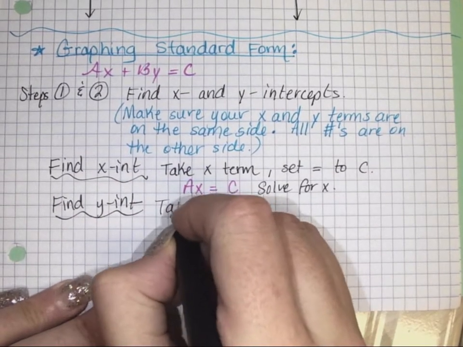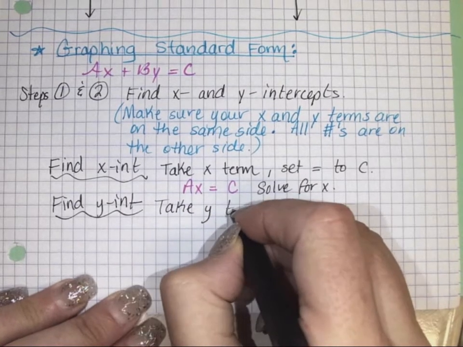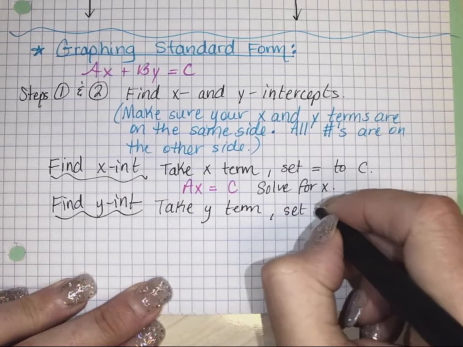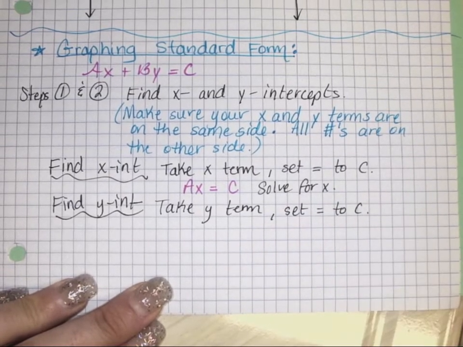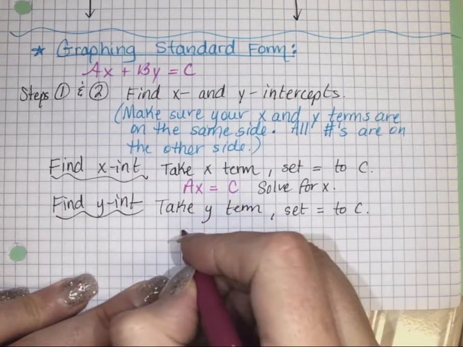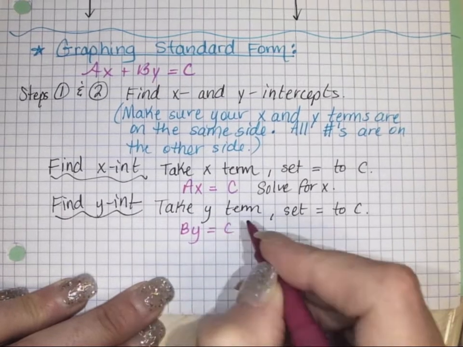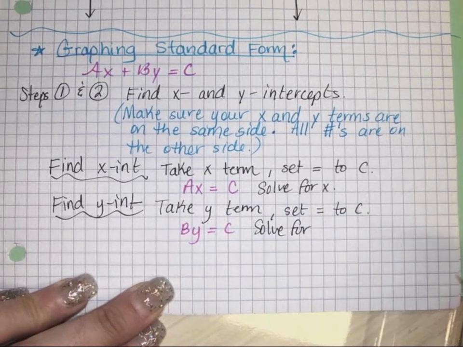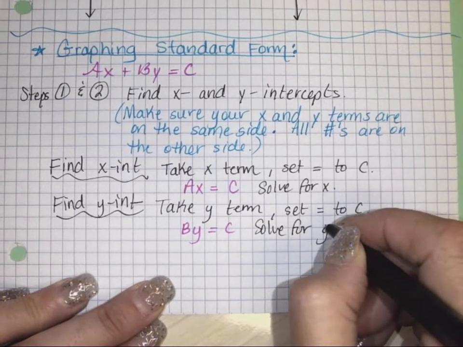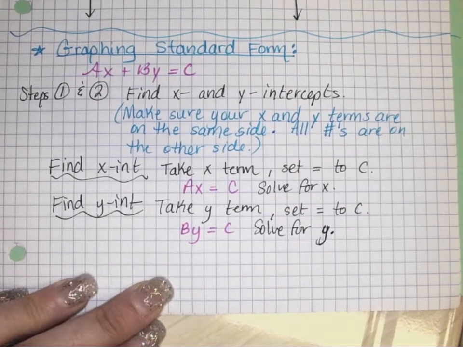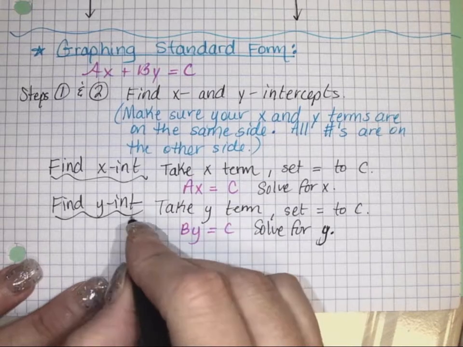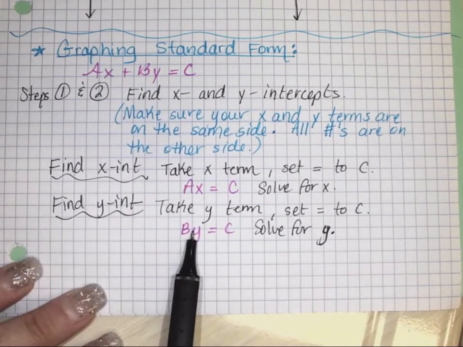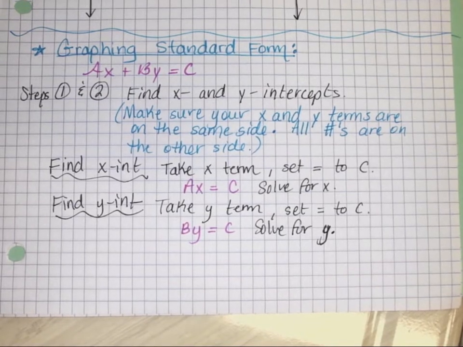You take your y term, paying attention to sign, and you set it equal to C. So you're going to take BY and set it equal to C, and you're going to solve that for y. And put that point on the y-axis and draw your line through those points. Be careful with sign for that. Like if that's a minus sign, you want to take that into consideration.